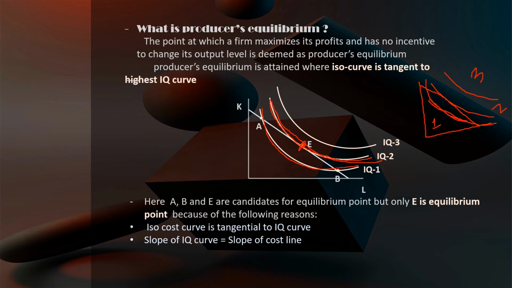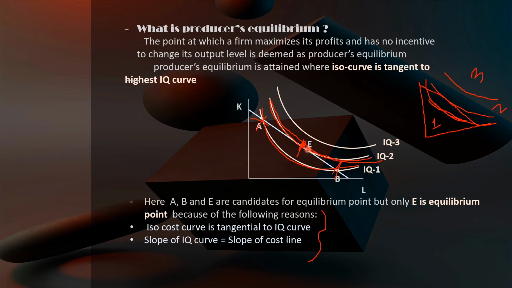Now, why is only E the equilibrium point? A, B, and E, all of these intersect the cost line, right? But why only E? That is because E is on a higher IQ curve, so that means it gives us a higher level of production. Also, it is tangential to the isocost line. And the slope of the IQ curve at this point and the slope of the isocost line become equal, which is what is explained right here. All of these conditions are met only for E, not for B, not for A, only for E. As such, E is our producer's equilibrium.